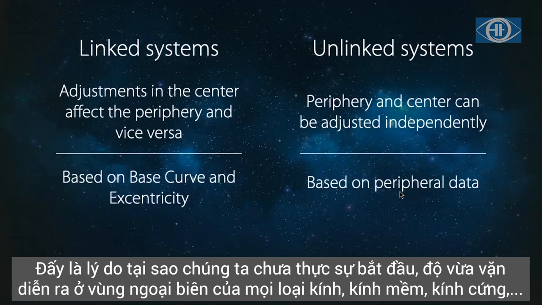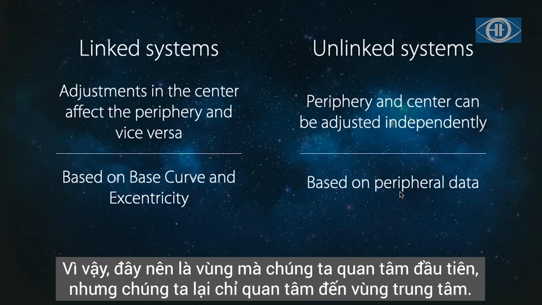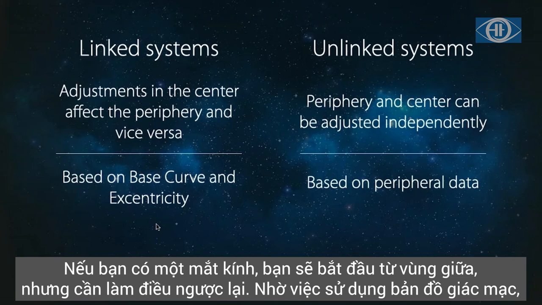The fit will happen in the periphery in every lens: soft lenses, rigid lenses, ortho K lenses, scleral lenses, every lens will fit in the periphery. And so this is your most concern in the first place, and you work your way back to the center. If you have a lens based on base curve, you start in the center and you're assuming something for the periphery. It's the opposite.